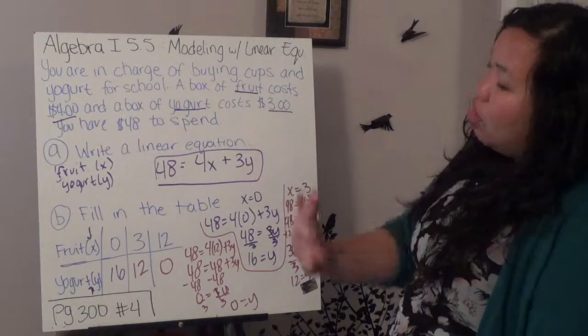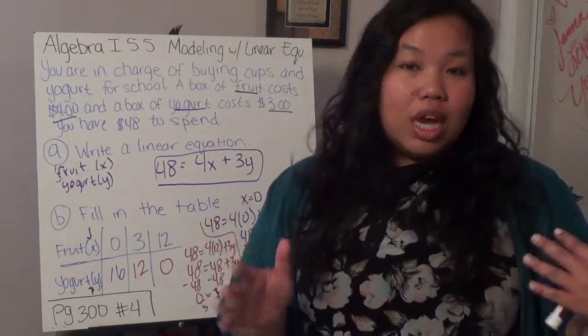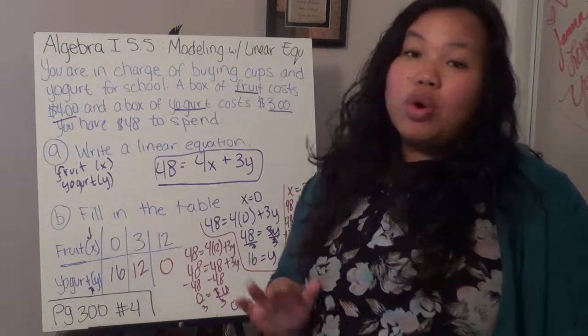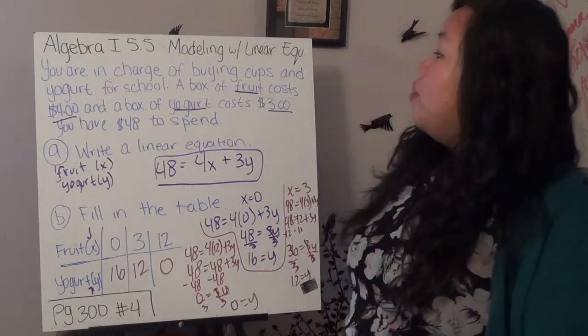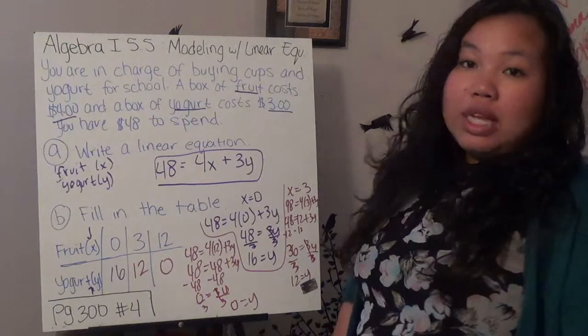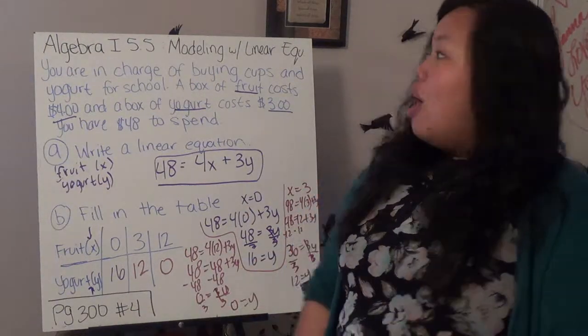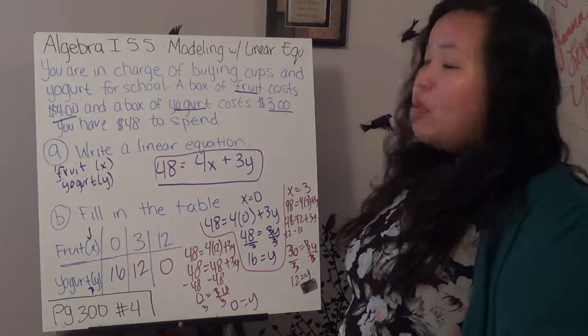This is the kind of thing you go through mentally in the store to decide, well, my class likes fruit more, so I want to buy more fruit or more yogurt, and so on. So go ahead and write this down, and then do the problems, page 300, number 4, in your book, and I will see you in class.